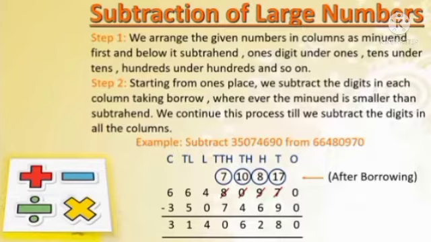At lakh place, 4 minus 0 is equal to 4. 10 lakh place, 6 minus 5 is equal to 1. And at last, at crore place, 6 minus 3 is equal to 3. Therefore, the difference is obtained 3 crore 14 lakh 6,280.